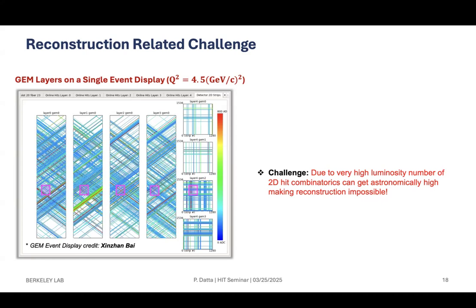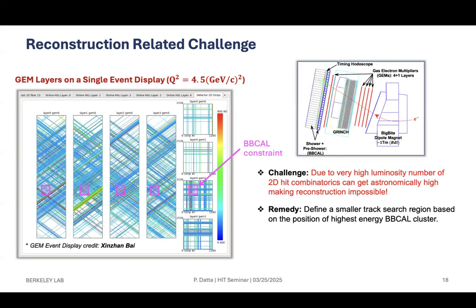And as you can see, due to very high luminosity, almost all the strips were firing, right? So that was making the number of 2D hit combinatorics go astronomical, and it was not possible in this situation to do tracking. So the remedy was to define a small track search region based on the best cluster in the BigBite calorimeter, and then propagating that constraint region backward to the front GEM layers, and then doing track search only within that region.